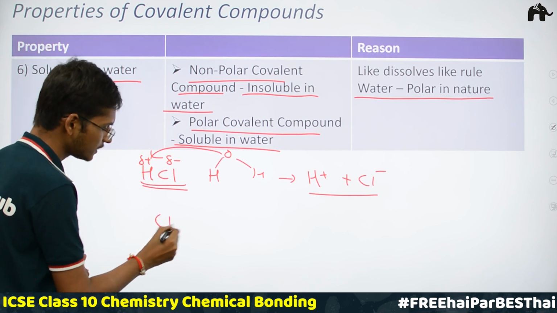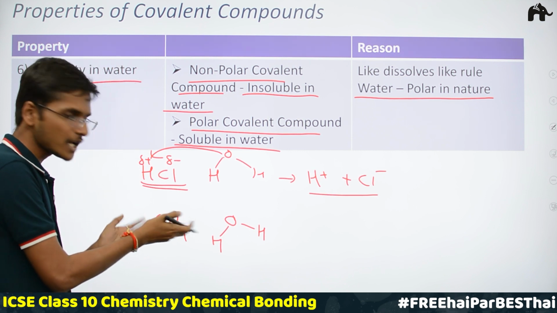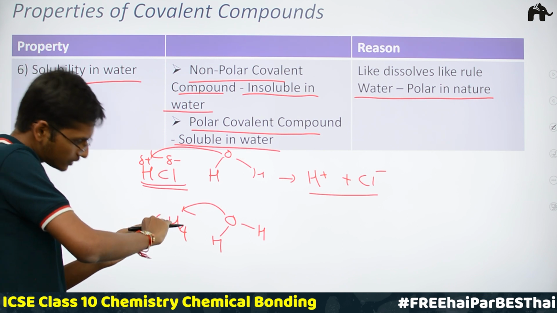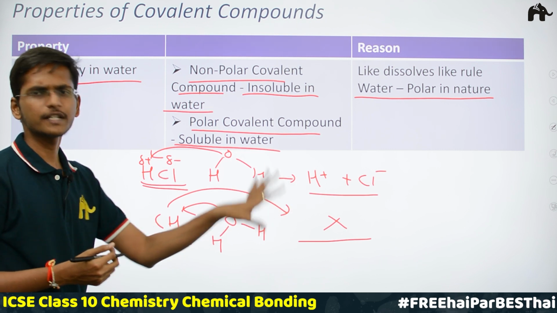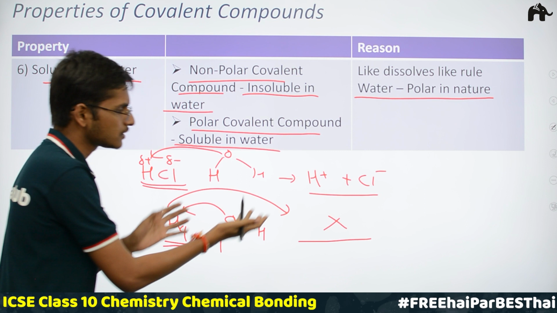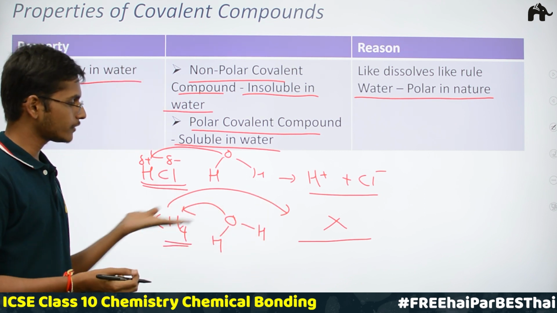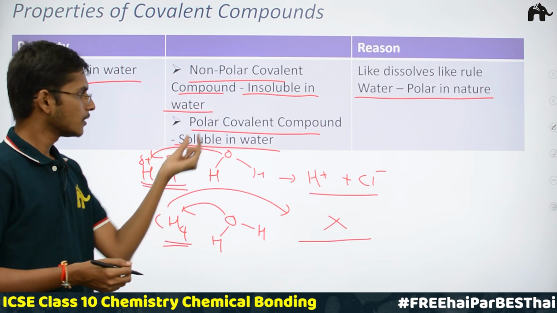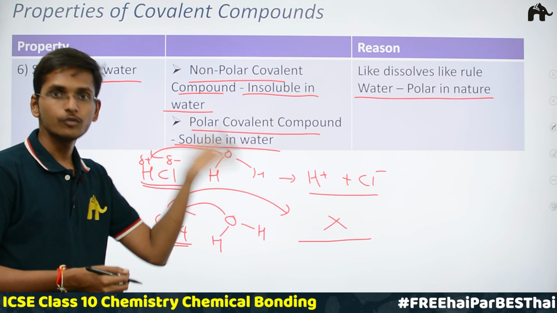But in the case of methane, would it be the same? Here there is no charge separation, so oxygen is not able to pull out any atom, so the molecule is not getting ionized into ions. Since it is not getting ionized, we say that our covalent compound is not dissolved in water. Very simple. So non-polar covalent compounds do not dissolve in water, so we call them insoluble in water. Polar covalent compounds dissolve in water, so polar covalent compounds are soluble in water.